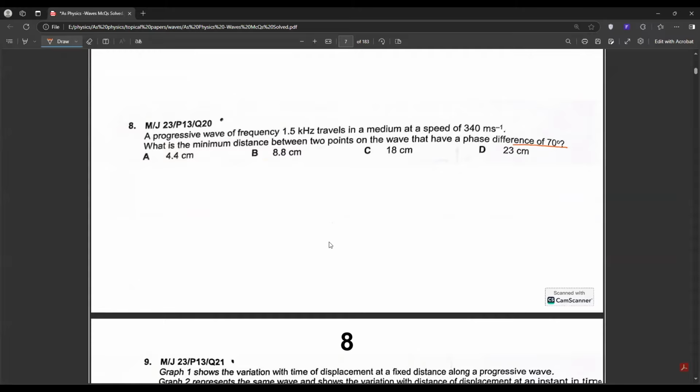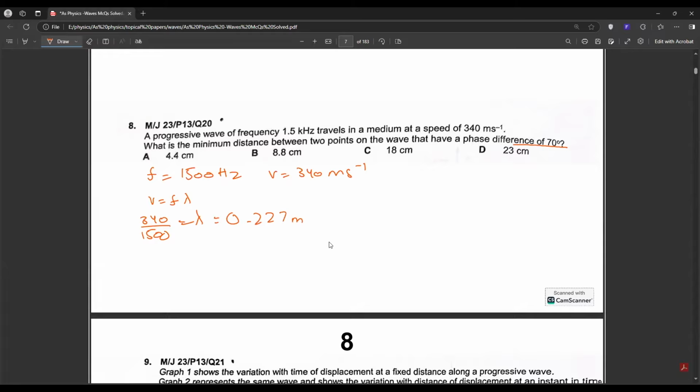Perfect. So frequency is 1.5 kilohertz, 1500 hertz. Your speed is what? 340 m s^-1. We will apply what? v = fλ. v is 340, f is 1500. Divided. What does your lambda come out to be? 340 divided by 1500. Your lambda comes out to be 0.227 meters.